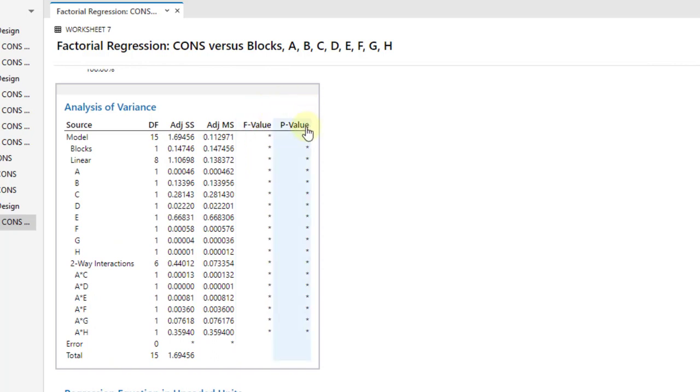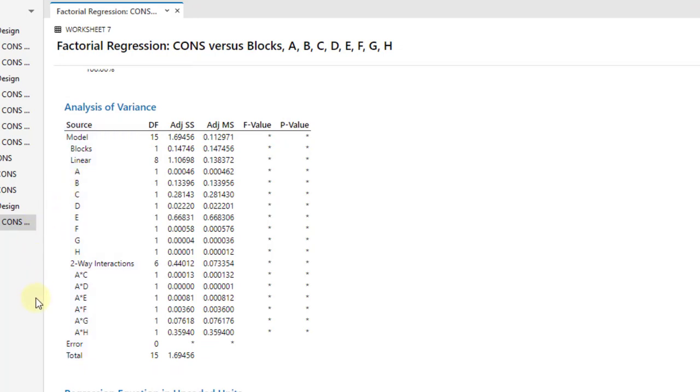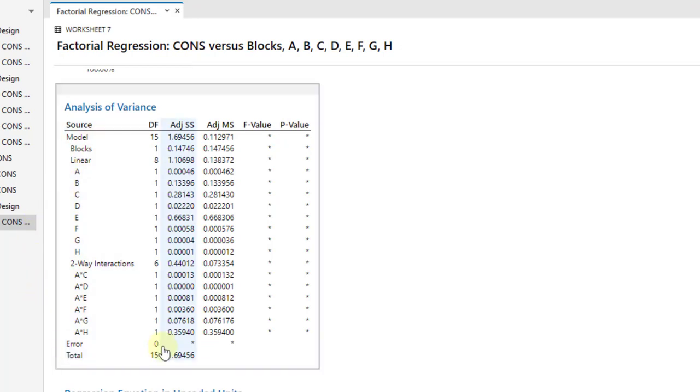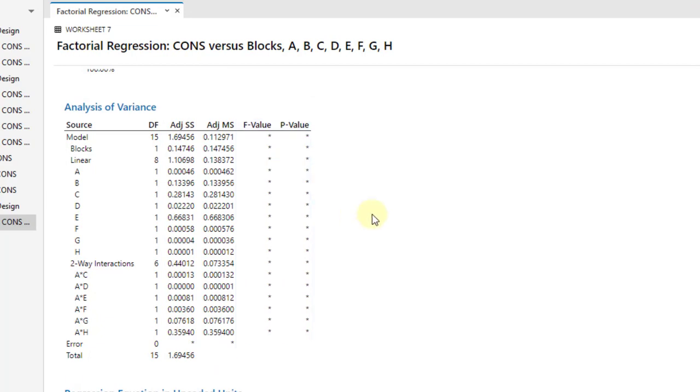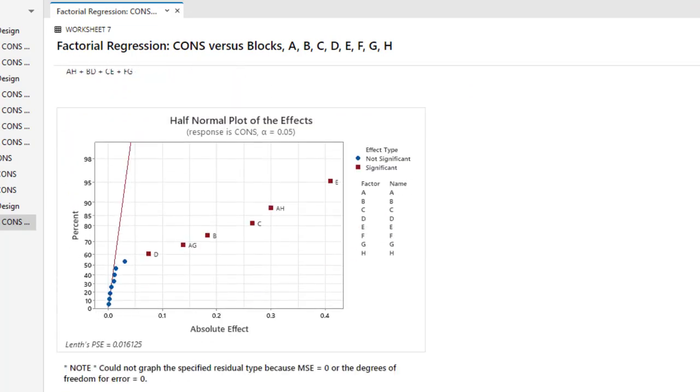Now what's the solution? We have to drop insignificant terms, either main effects or 2-way interactions, from this model, and those terms will be pooled into the error term. In this way we will get our error term and thus we will be able to find F and p values. Now what's the way? The easiest one is to use the half normal plot, this one.